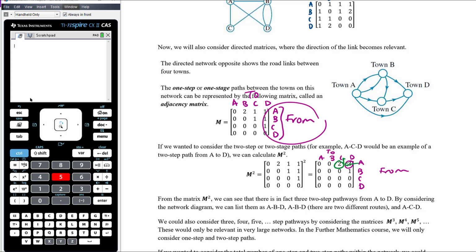There is 1 two-step path to get from town B to town D. Okay, and that is town B to D. We can go via C. There's the 1 two-step path.